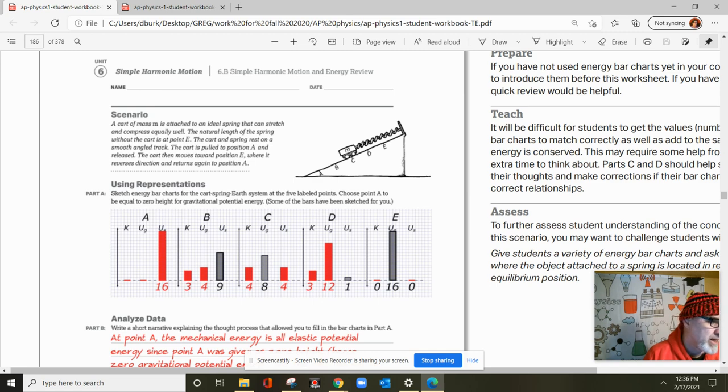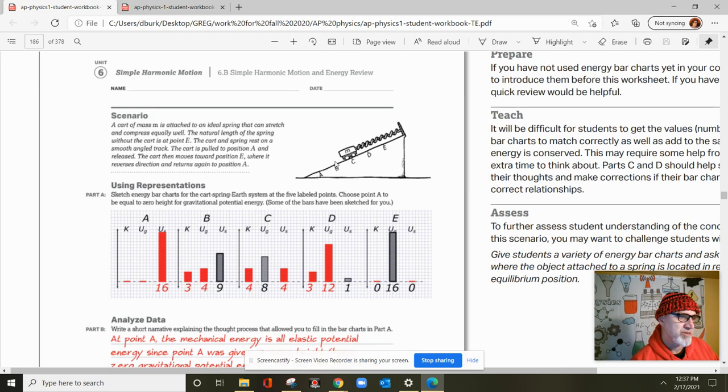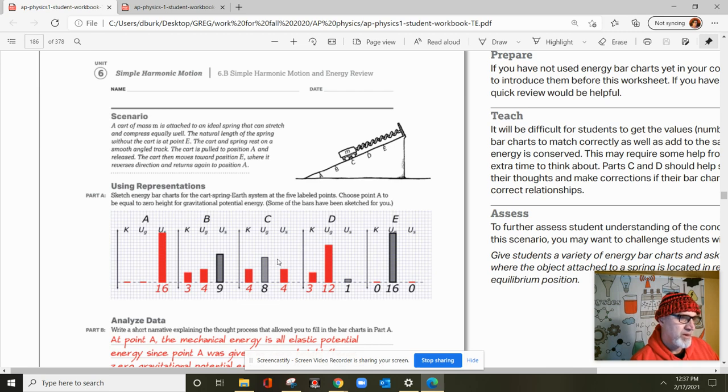So the natural length of the spring without the cart is at point E. And so at point A, it's all spring energy, right? The spring is all the way stretched out right here. Then as we move up the ramp, we have turned some of our spring energy into kinetic energy and gravitational potential energy at this point. And at point C, we've done more. Now we've lost more spring energy and we have more potential energy due to gravity because we're going up the ramp. We're slowing down, less kinetic energy, and more potential. And then finally at the end, it's all potential energy when we get up to E because we're not moving anymore, we stop at that point and the spring is not stretched.